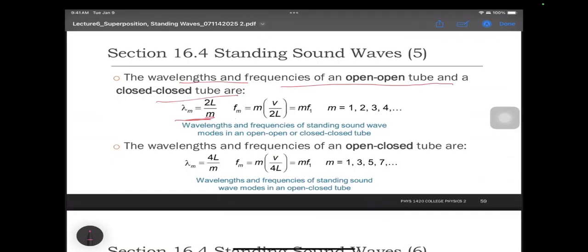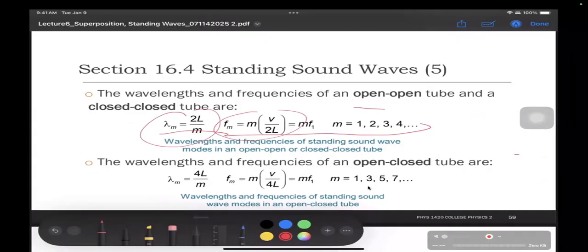It actually is similar to the string wave, the standing string wave and the standing electromagnetic wave. It's a similar thing. Yeah, lambda_m equals L divided by m. Yeah, we know lambda equals V, sorry, no, this one. Yeah, V equals lambda F, am I right? So lambda equals V divided by F.